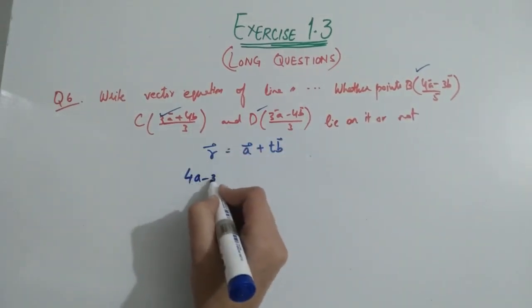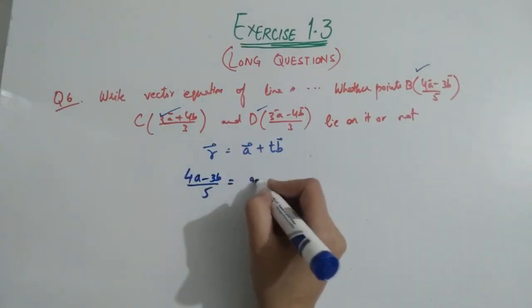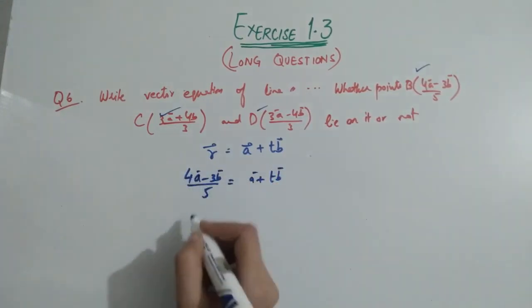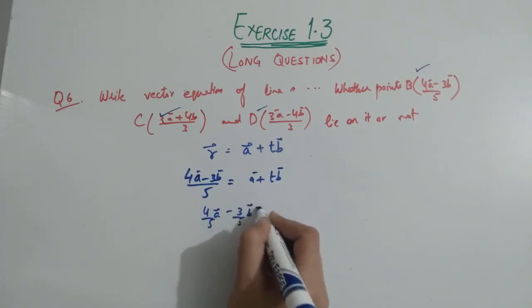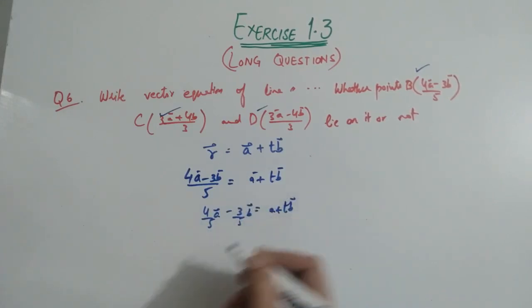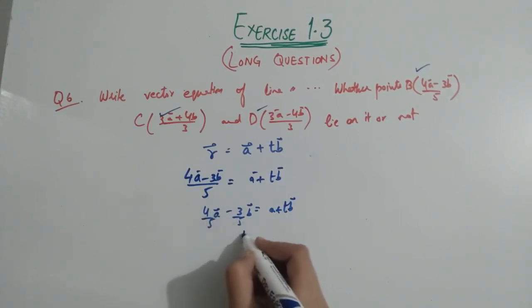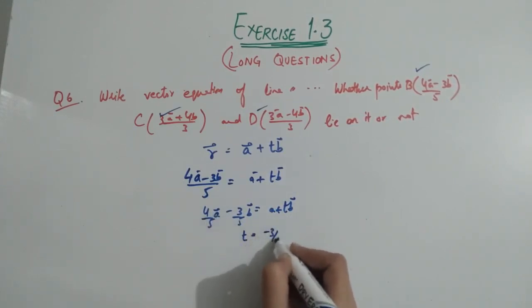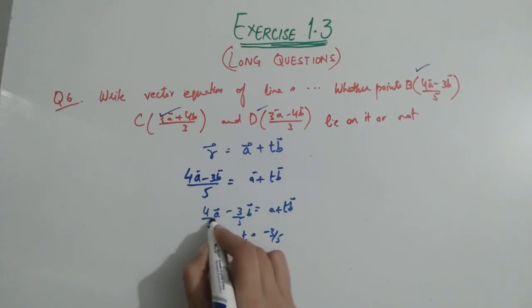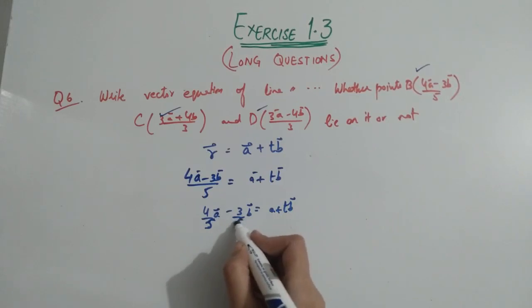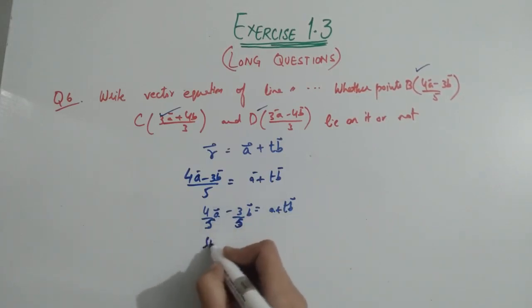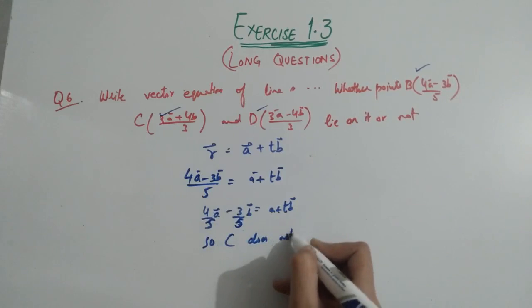(4a minus 3b) over 5 equals a plus tb, these vectors. Now comparing, 4 by 5 a minus 3 by 5 b equals a plus tb. Now you can see कि आपके पास जो t का answer है वो यहाँ से आ रहा है minus 3 by 5 और जो a है उसका coefficient 4 by 5 है। तो ये जो different है, क्योंकि answer same नहीं आ रहे, different आ रहे हैं, तो आपका जो point है वो इस पे lie नहीं करेगा। So C does not lie on the line.